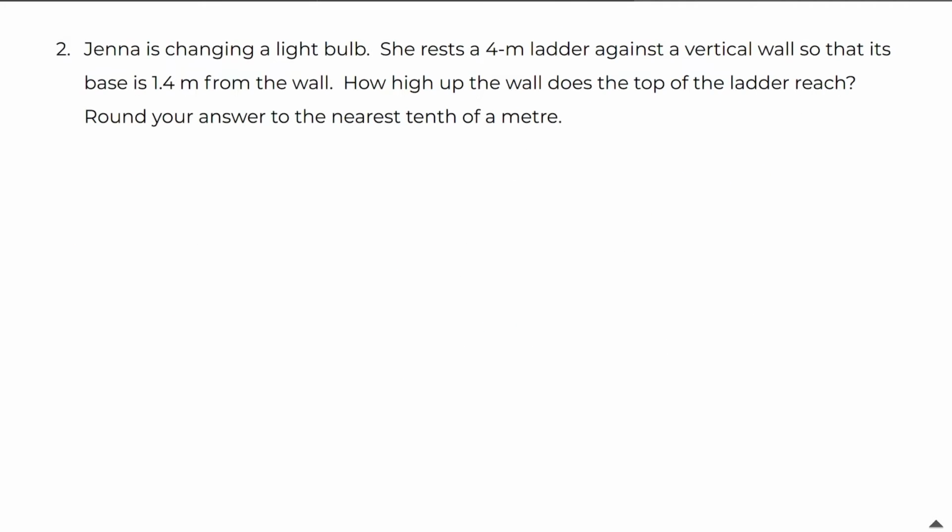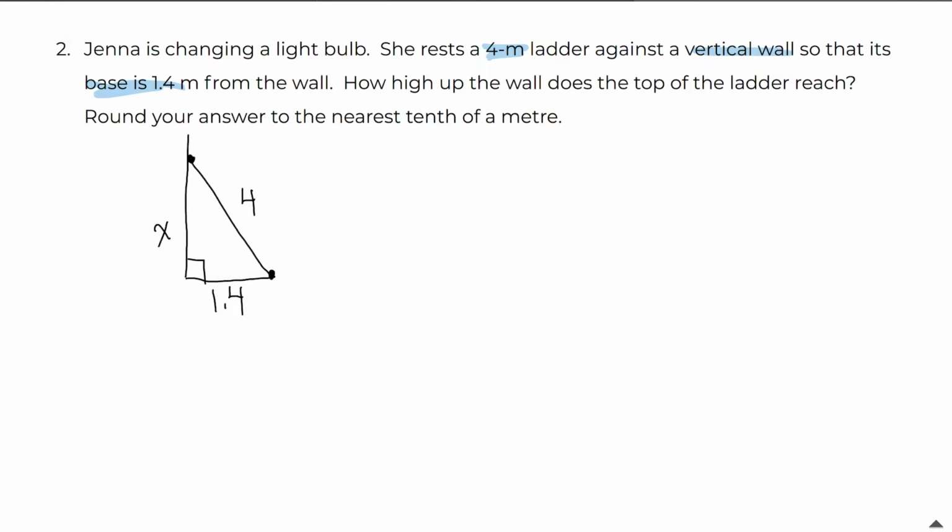Okay? In this next example, it tells us that Jenna is changing a light bulb. So we'll say the light bulb is up here. She rests a 4-meter ladder against a vertical wall so that its base is 1.4 meters from the wall. So this is telling us that our ladder is 4 meters long and that the base of our ladder, which is the bottom of our ladder, is 1.4 meters from the wall. And this will make a right angle. We want to know how high up the wall the ladder reaches. So I want to know how high it is from here to here. We're going to call this length x.